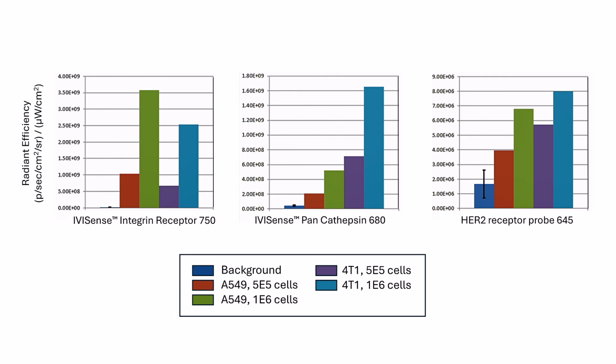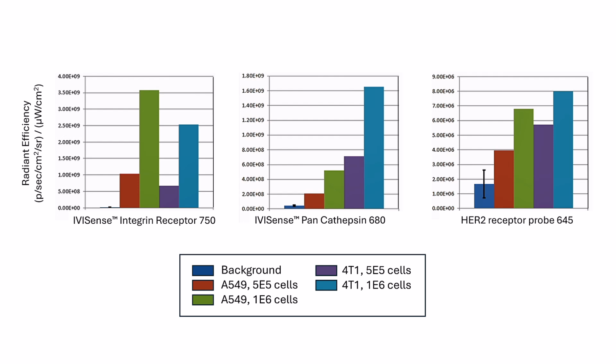As you can see, IVISense integrin receptor 750 has a slightly higher affinity for A549 lung cancer cells, but binds both A549 and 4T1 to a high degree. The reverse is true for IVISense pan-cathepsin 680, showing higher affinity for 4T1. But both cell lines are clearly detectable above background, particularly at higher cell concentrations.